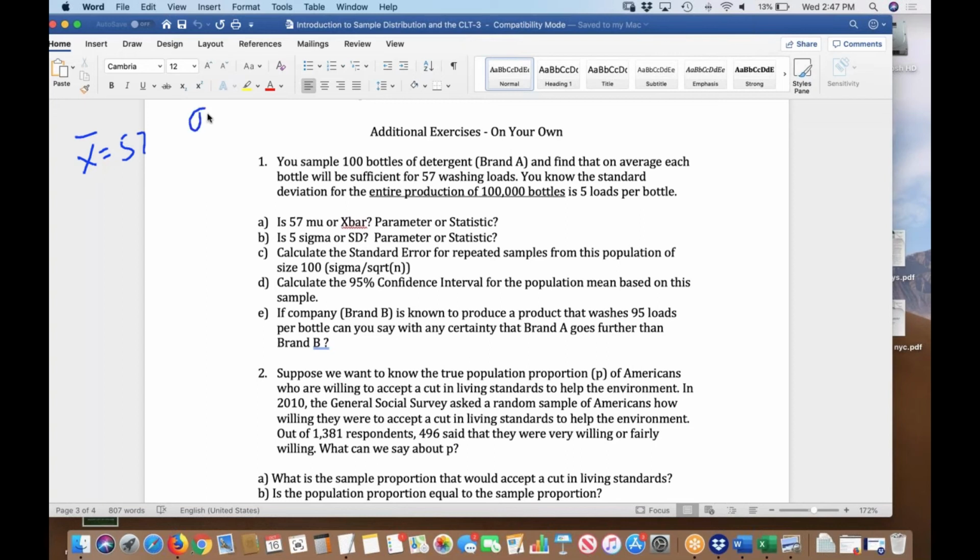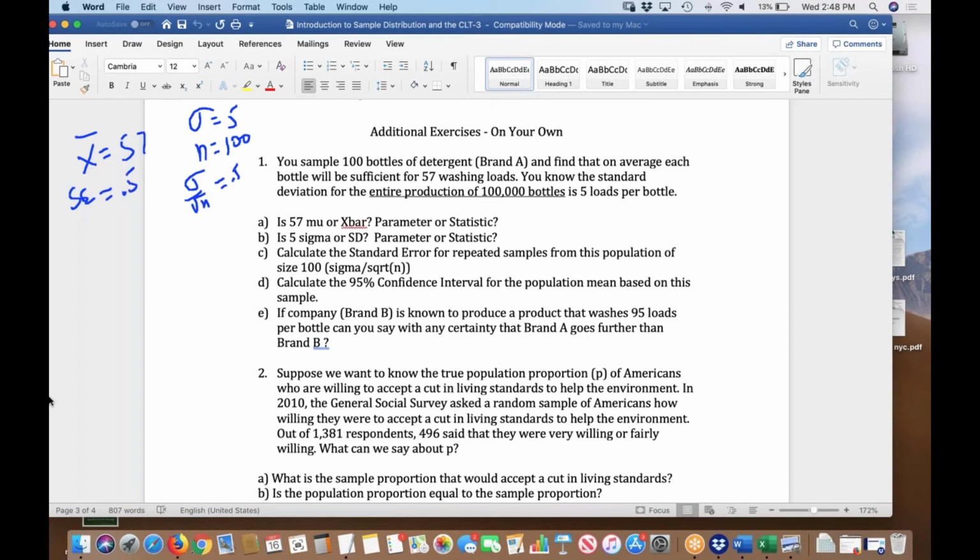Okay, the standard deviation for all of the bottles is 5. Now our sample size was equal to 100 bottles, right? So our standard error, our standard deviation for samples of that size, now is going to be sigma over the square root of sample size. It's 5 over 10. It's going to be equal to 0.5.